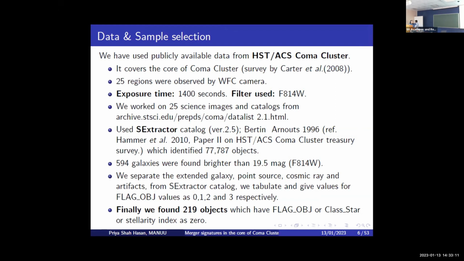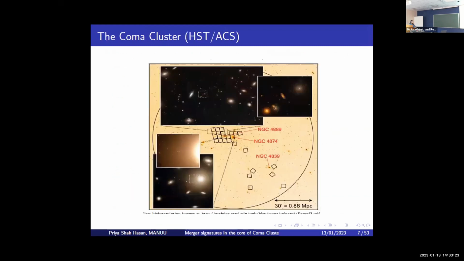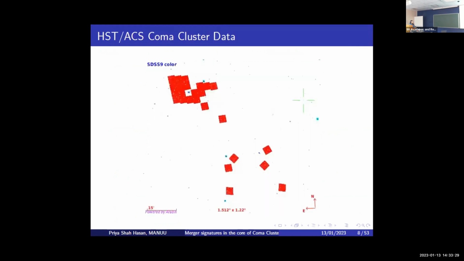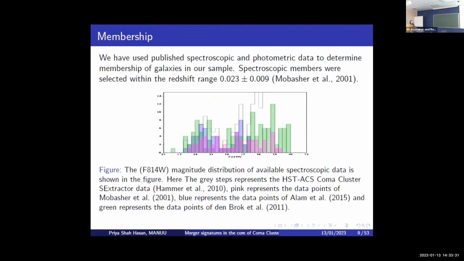Essentially, for the survey, we used the source extracted catalog which is available with it. And we found 219 objects with stellarity index 0, which are galaxies basically. These are the tiles, the 25 tiles, which describe the data set. The first thing was membership. We do that using spectroscopic redshifts from various sources, which are mentioned over here.